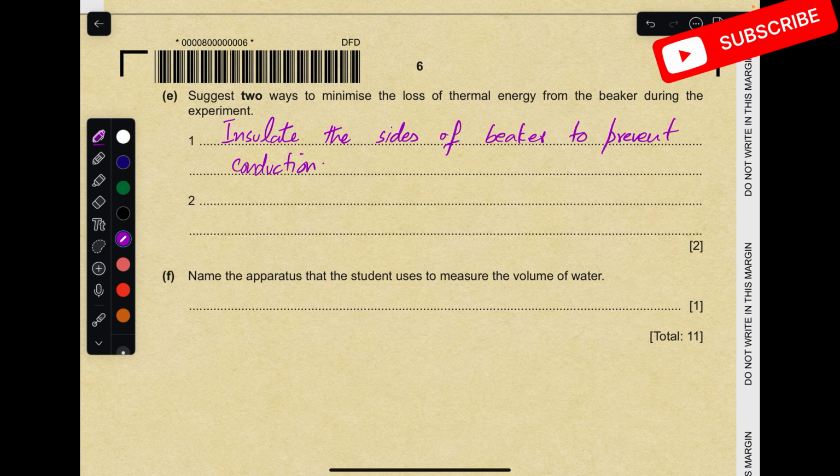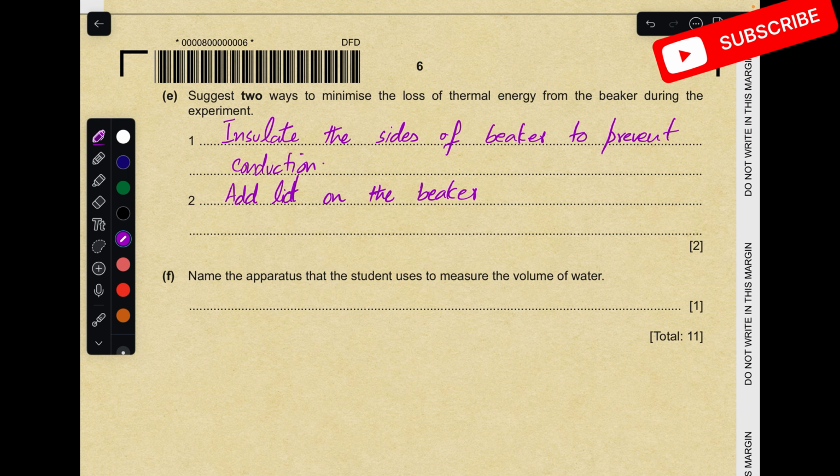Okay. Then what you can do, we can add a lid on the top to prevent convection. We can add a lid on the beaker. Okay, these are the two points. Or you can paint it with a white color or with a shiny thing to reduce the radiation or something. But two are enough.